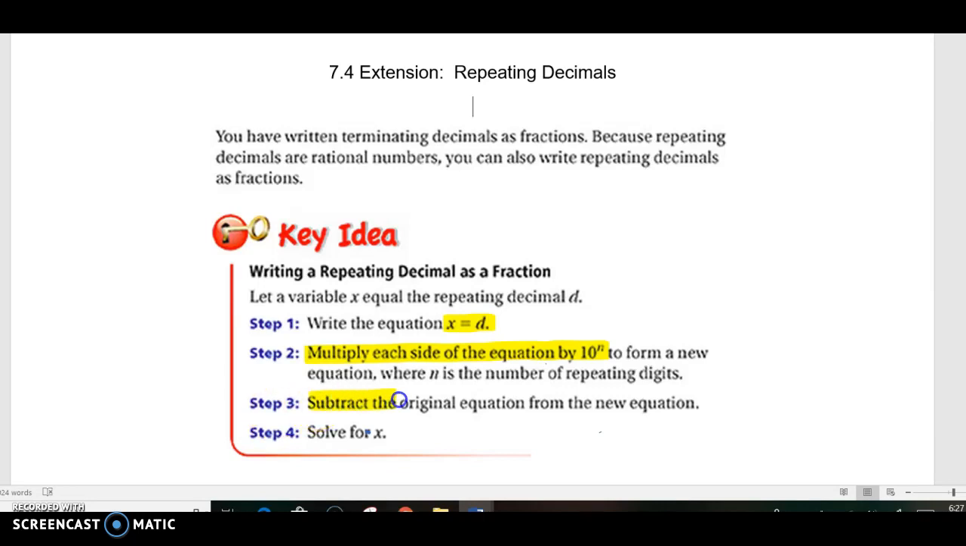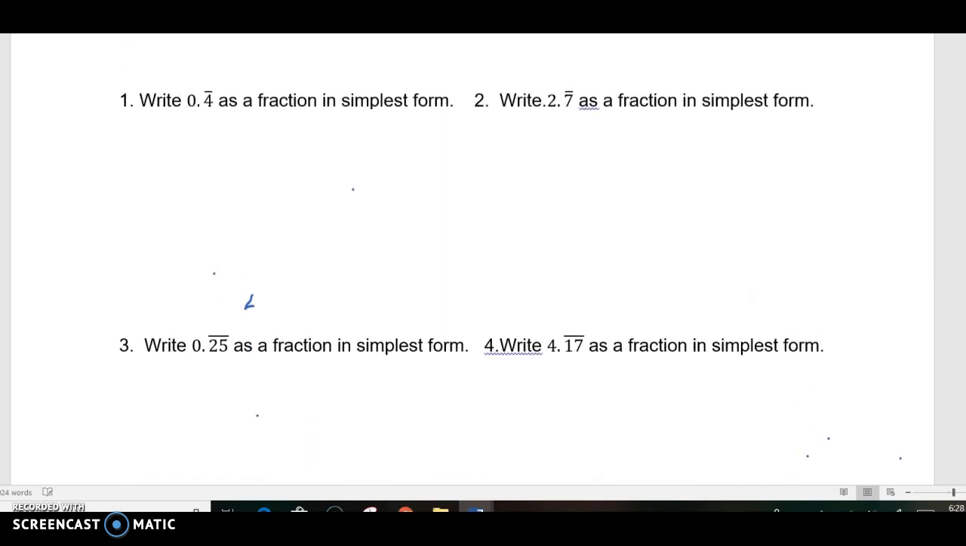Step 3 is subtract the original equation from the new equation. And then step 4 is to solve for x. And we're going to do that by using inverse operations. So take a look at the examples with me, and I think this will make more sense when you see me do it. So in problem number 1, our decimal is 0.4 repeating.